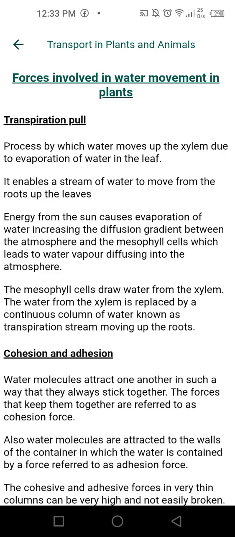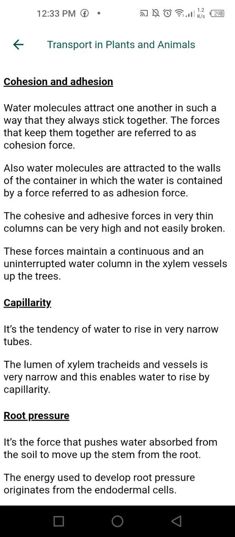The cohesive and adhesive forces in very thin columns can be very high and not easily broken. These forces maintain a continuous and uninterrupted water column in the xylem vessels up the trees. Capillarity. It's the tendency of water to rise in very narrow tubes. The lumen of xylem tracheids and vessels is very narrow, and this enables water to rise by capillarity.